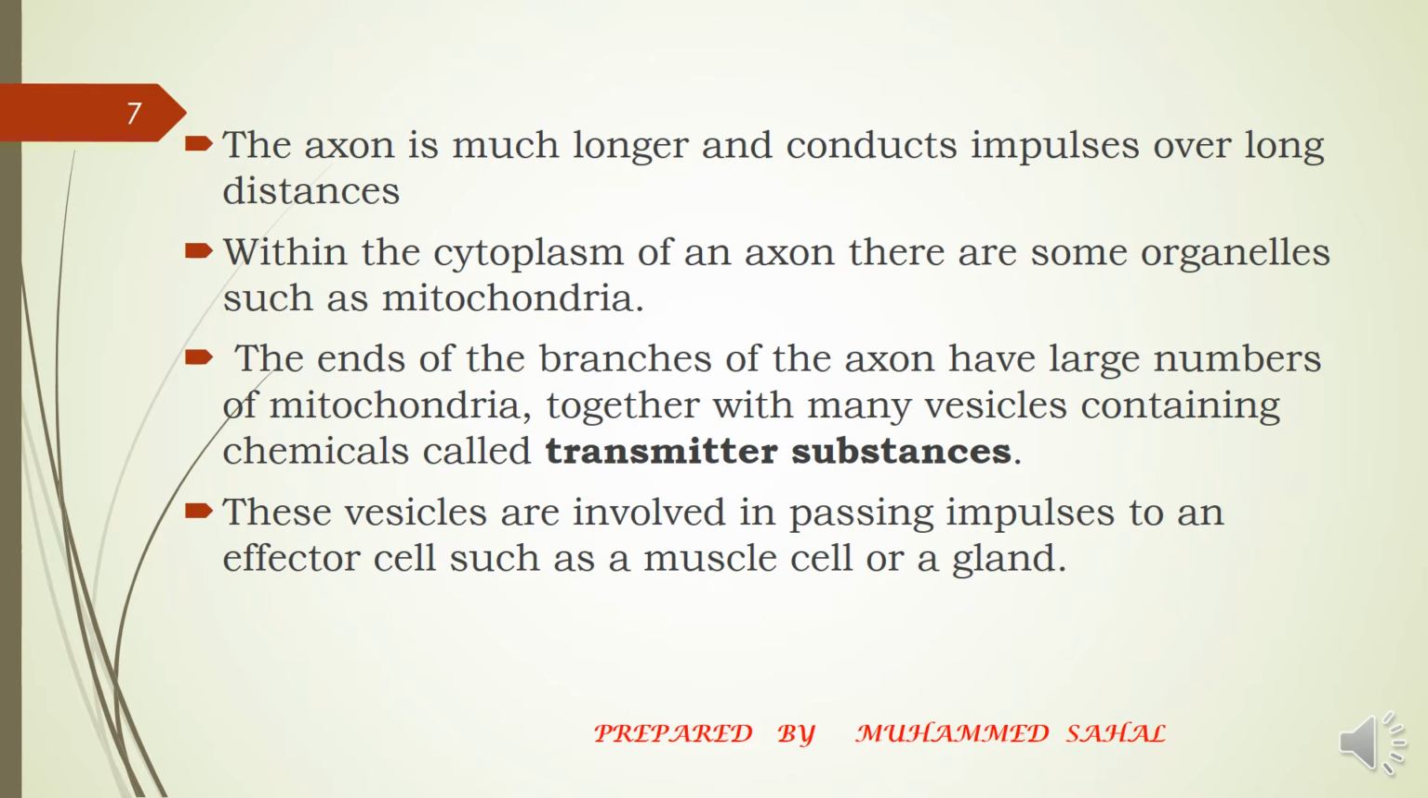The axon is much longer and conducts impulses over long distances. Within the cytoplasm of an axon, there are some organelles such as mitochondria. The ends of the branches of the axon have large numbers of mitochondria together with many vesicles containing chemicals. These chemicals are called transmitter substances. These vesicles are involved in passing impulses to an effector cell such as a muscle cell or a gland.